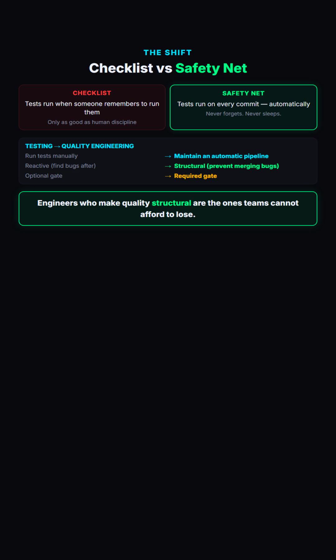Testing is reactive. Quality engineering is structural. When you wire your test suite into a CI/CD pipeline, you are no longer just running tests, you are building infrastructure that enforces quality as a condition of the development process. The team cannot merge broken code even if they wanted to. That is a different kind of contribution than a QA engineer who runs a regression suite at the end of a sprint.